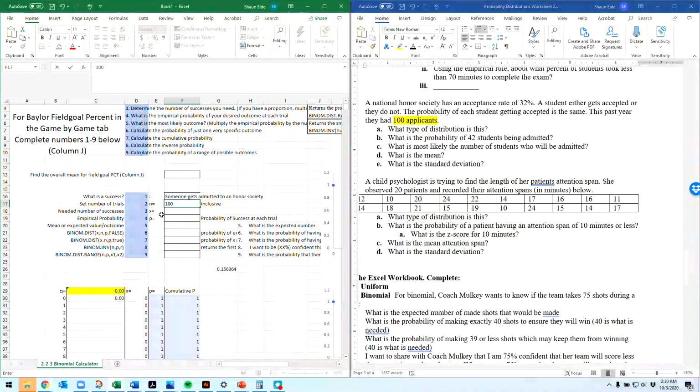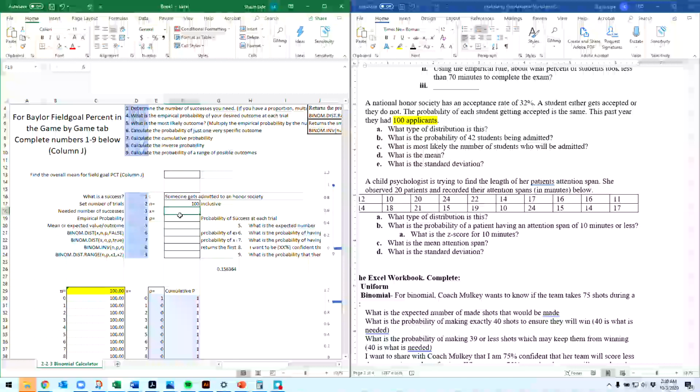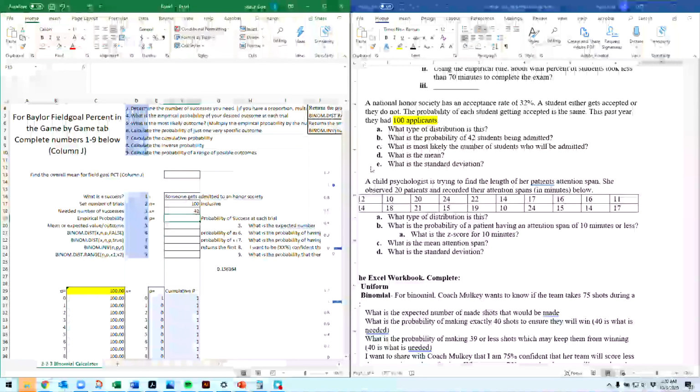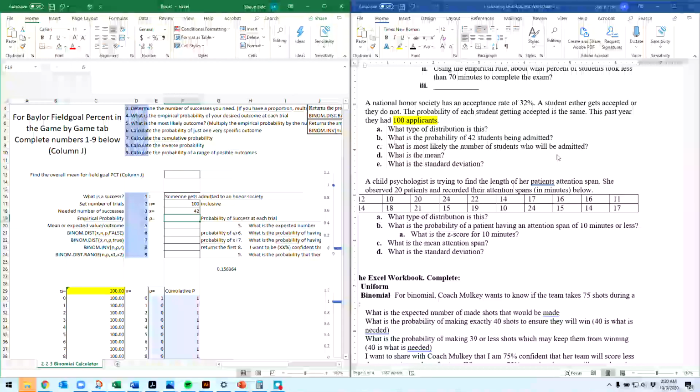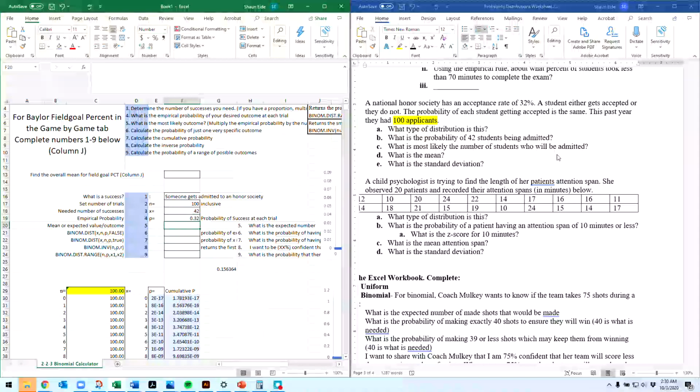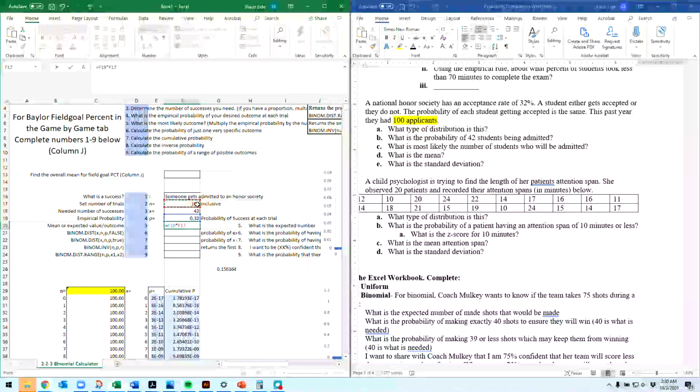Okay, and then the needed number of successes. We don't really have a needed number of successes right here. Oh, right here, 42. We want 42 to be the number of successes. The empirical probability is 32% or 0.32. And then the mean or expected value or outcome. So all that we've got to do is equals 0.32 multiplied by 100. And that gives us the most expected outcome is 32. And so the most expected outcome is 32 individuals getting accepted.